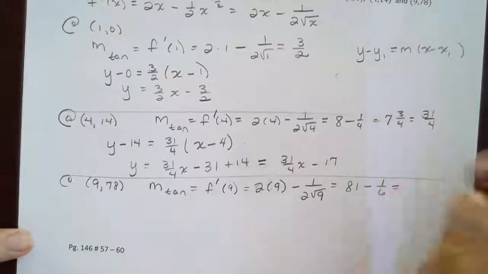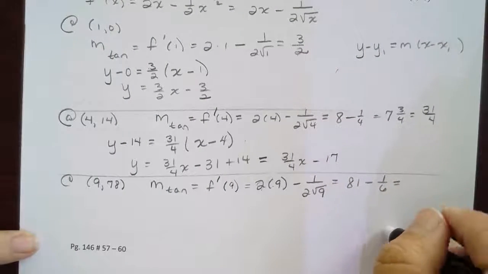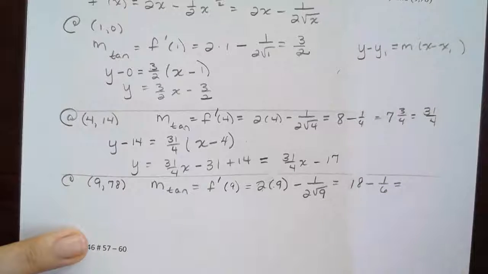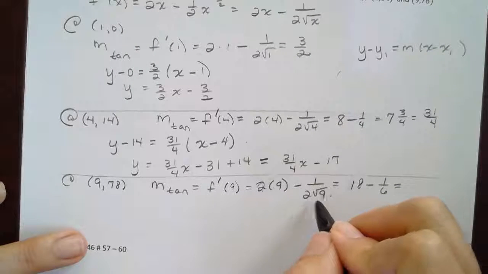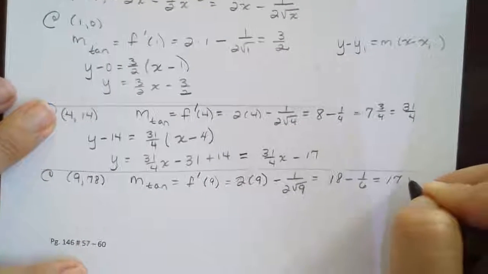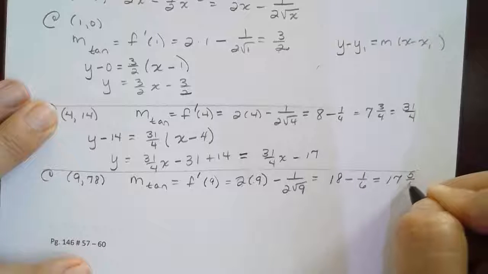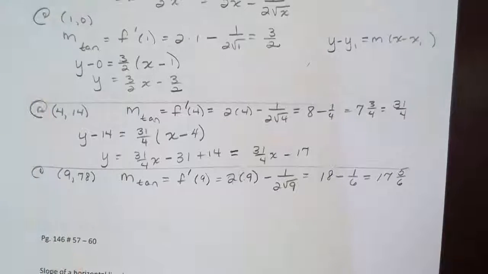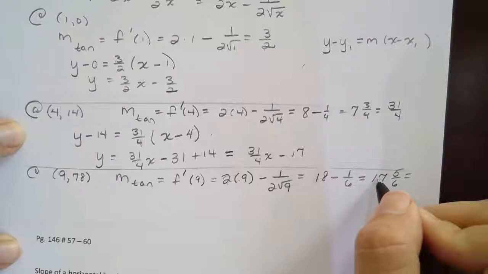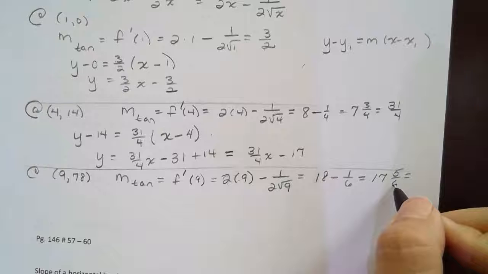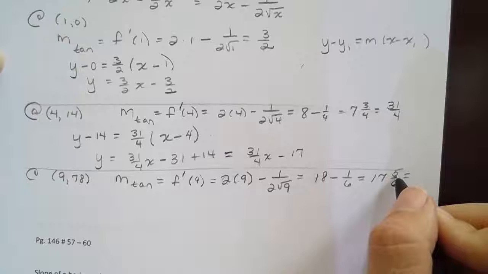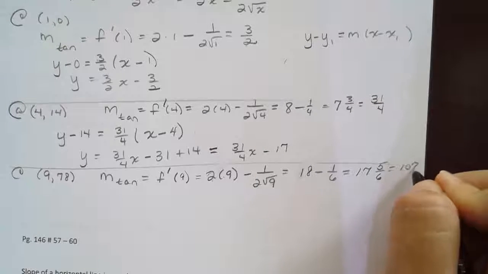So 2 times 9 is 18, minus 1/6, because 2 times 3 is 6. So 18 minus 1/6 is going to be 17 and 5/6. All right, again, I want to use an improper fraction. I don't want to use this mixed number. So we have to multiply 17 times 6 because there are 6 pieces in each one of those 17 wholes. So 17 times 6 will be 102, plus the other 5 will be 107 over 6.